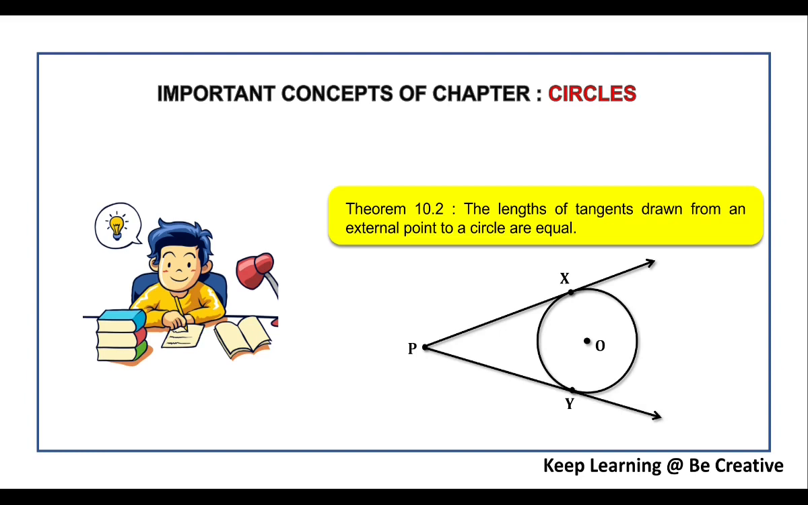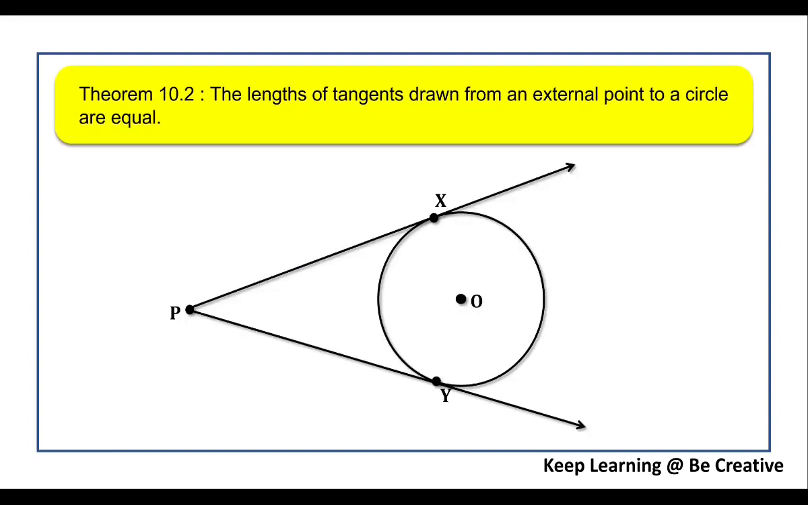So let's move to the proof of this theorem. The theorem says the lengths of the tangents drawn from an external point to a circle are equal. So what we need to prove is that if we draw the tangents from an external point P, then the lengths of the tangents are equal.